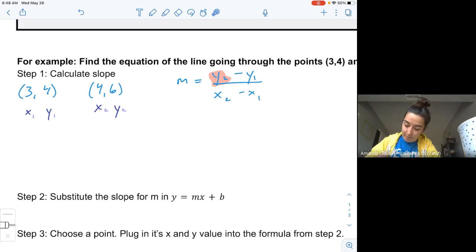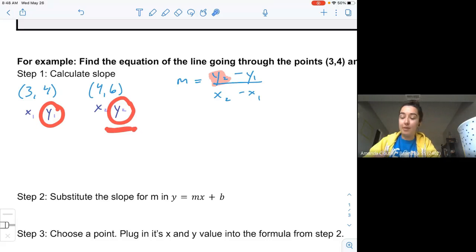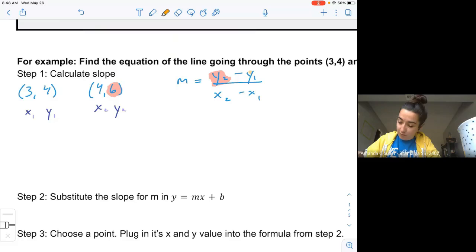And so I'm looking for a y, and I'm looking for the y that is actually in my second coordinate. So 6 is going to be my y2. Then I'm looking for a y1. Okay, that's the other y. It's for my first coordinate. It's right here.